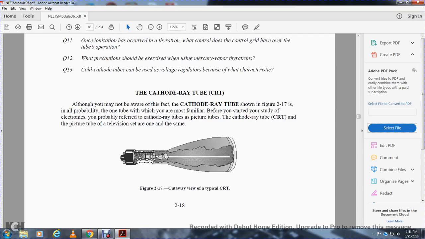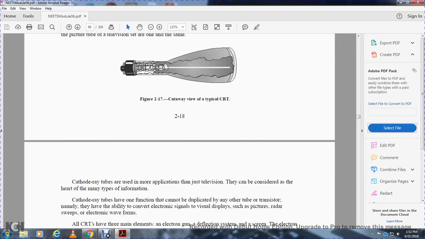The cathode ray tube. Although you may not be aware of the fact, the cathode ray tube, shown in figure 217, is probably the one tube with which you are most familiar. Before you start the study of electron tubes, you probably know the cathode ray tube, the picture tube of the television. The abbreviation CRT and the picture tube of the television are one and the same. So, a cutaway of the typical cathode ray tube.